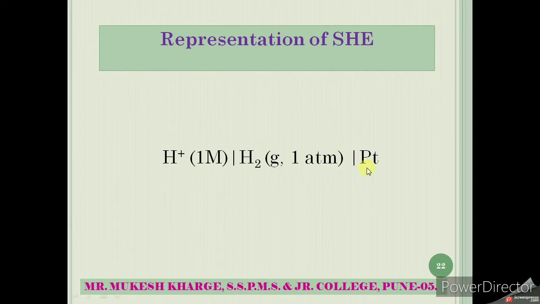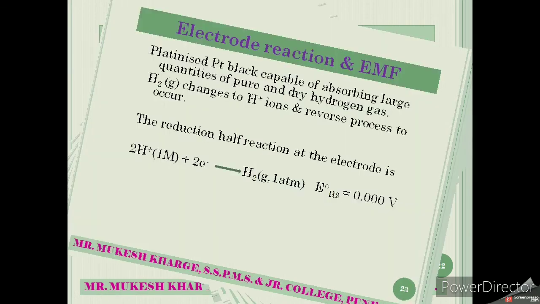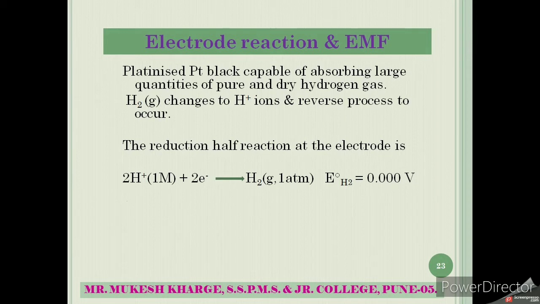So to make contact with another electrode, we have to use platinum wire. So that's why here platinum is used. It is a gas electrode. So for contact with another electrode, we have to use platinum wire. So this is the representation of this cell. Then we have to see the reaction, electrode reaction and EMF.